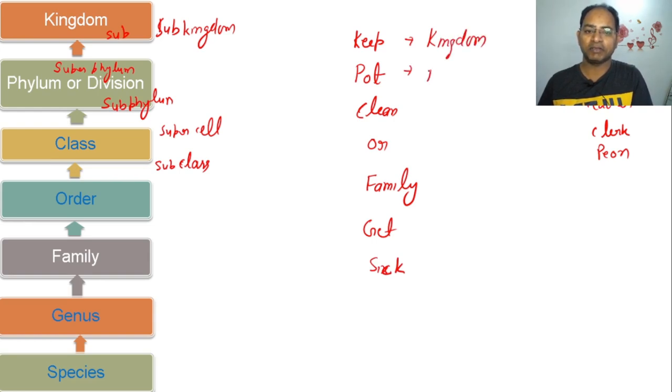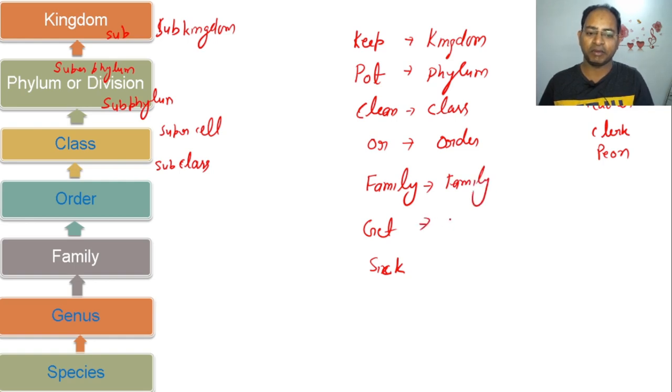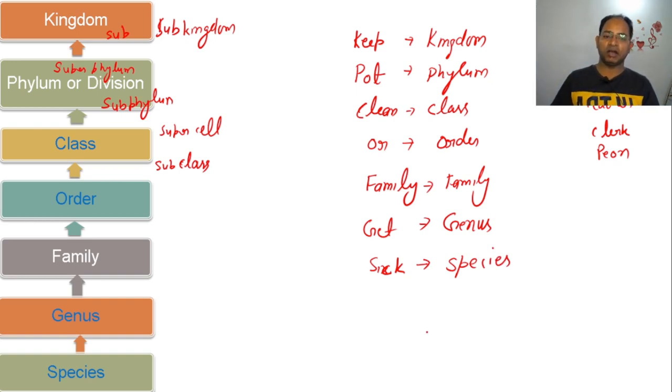Pot means phylum. Clean, you can remember with class, or you can remember with order. Family is itself written. Get, you can take from genus. And sick, you understand as species. So this is the mnemonic. You can learn all these 7 obligate categories.